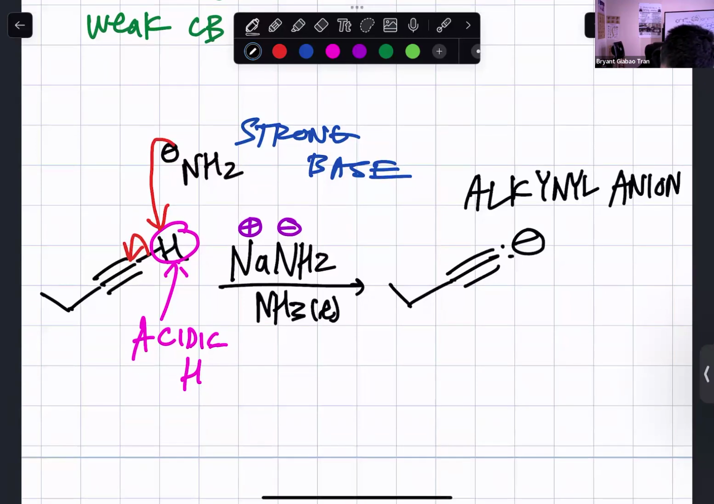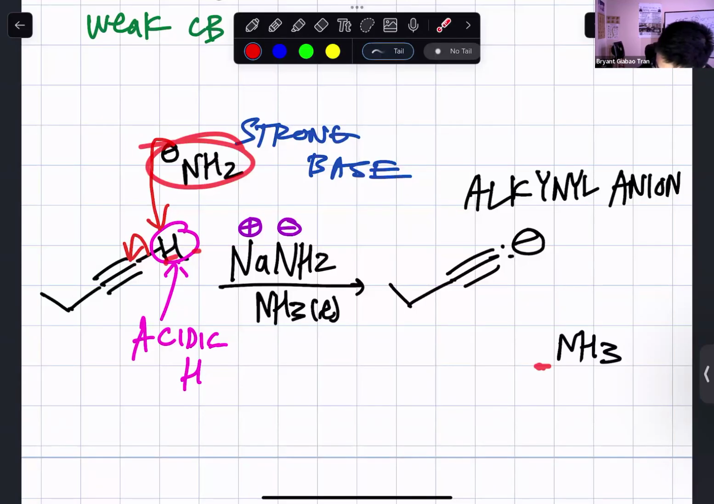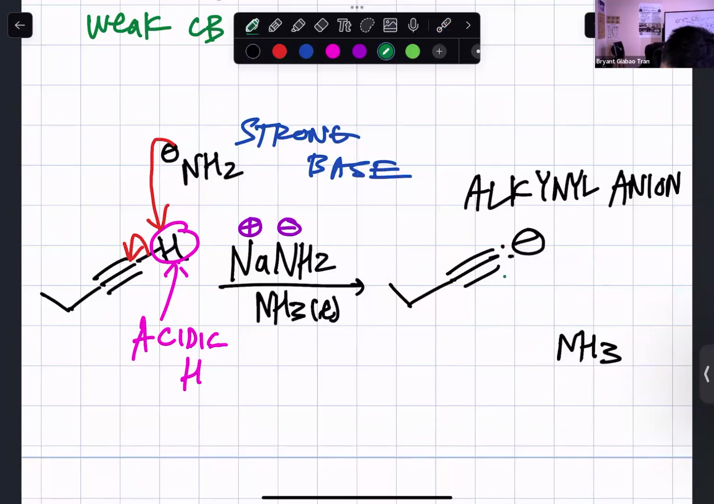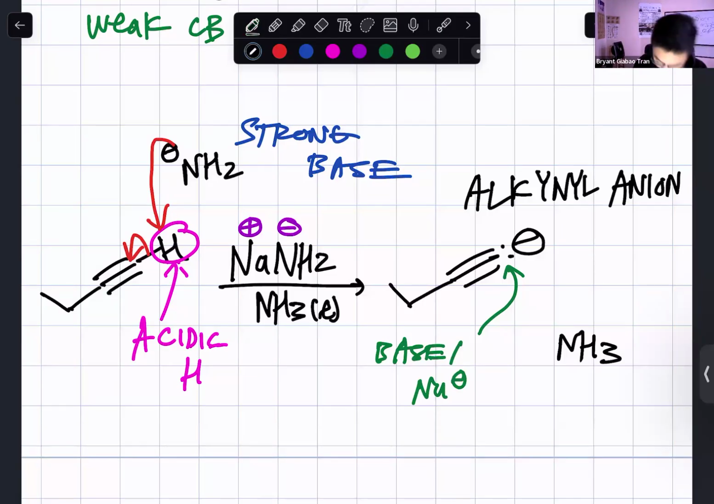And you can say we formed NH3 as well from this NH2 grabbing the H, but this is not organic. So you don't have to put that in the predicted product, or mechanism. Or actually in the mechanism, you have to draw that side product out. But this is the important thing we're worried about here: the negative charge on that carbon. This negative charge on that carbon right there is going to be our base or nucleophile. It could do a lot of reactions. That's going to be our precursor.